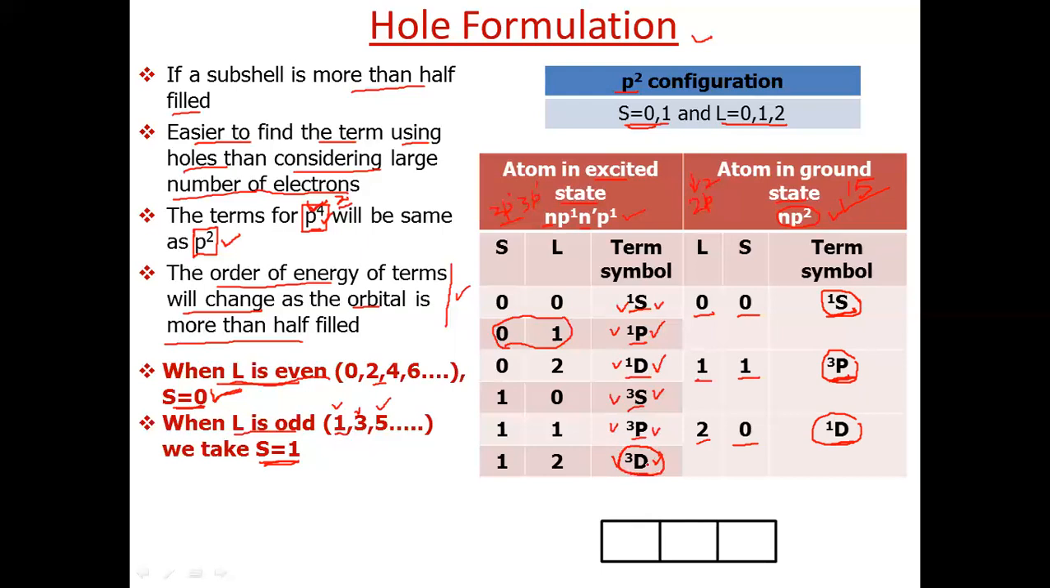So for 3D, the value of the D symbol, the value of L, is 2. That means these two electrons are present in the same shell. So this gives us L equal to 2, 2 multiplied by 1 is 2, and the spin multiplicity is 3. 2S plus 1 is equal to 3, so S comes out to be 1. S equal to 1 means both the electrons have parallel spin. But this is not possible because it violates Pauli's exclusion principle.